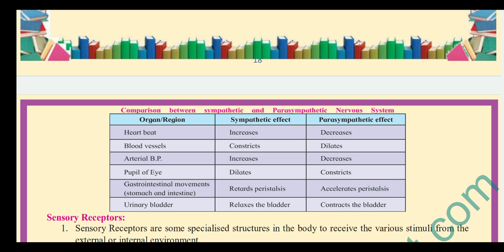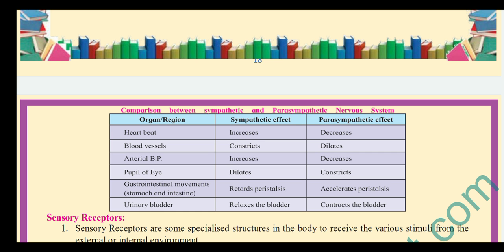The comparison between the sympathetic and parasympathetic systems is given here. For the organ or region heartbeat, it gets increased by the sympathetic and decreased by the parasympathetic effect. Blood vessels are constricted by the sympathetic and dilated by the parasympathetic. Arterial blood pressure is increased by the sympathetic system and decreased by the parasympathetic effect. The pupil of the eye dilates in the dark by the sympathetic and constricts in the light by the parasympathetic.